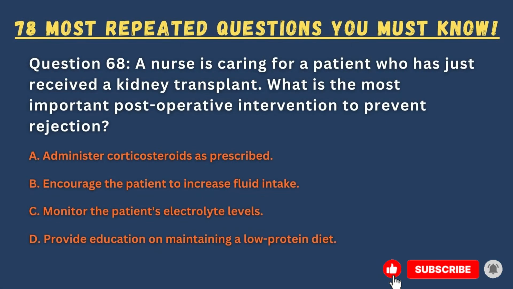attention. Question 68. A nurse is caring for a patient who has just received a kidney transplant. What is the most important post-operative intervention to prevent rejection? A. Administer corticosteroids as prescribed. B. Encourage the patient to increase fluid intake. C. Monitor the patient's electrolyte levels. D. Provide education on maintaining a low-protein diet.